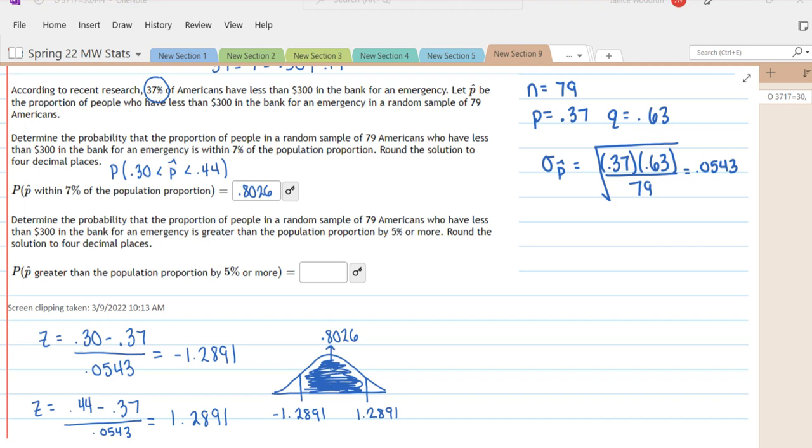Okay, that works. So I just checked it on the homework, because the homework key says 0.8025, so it's within 0.001. It still accepts it. So you're good to go.